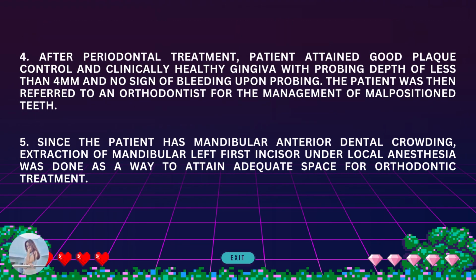4. After periodontal treatment, the patient attained good plaque control and clinically healthy gingiva with probing depth of less than 4 millimeters and no sign of bleeding upon probing. The patient was then referred to an orthodontist for the management of malpositioned teeth. 5. Since the patient has mandibular anterior dental crowding, extraction of the mandibular left first incisor under local anesthesia was done as a way to attain adequate space for orthodontic treatment.